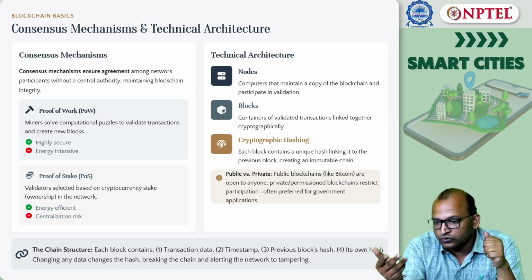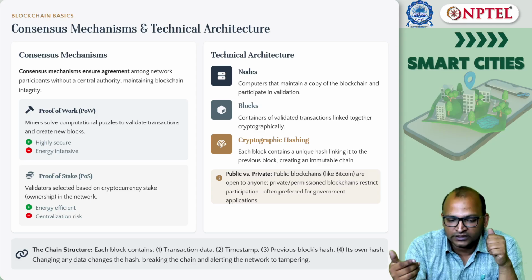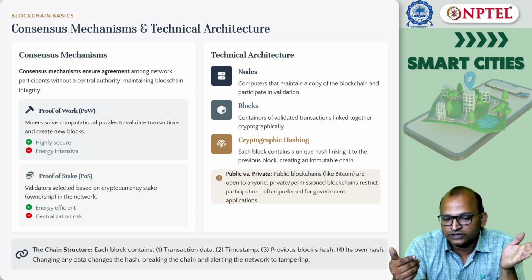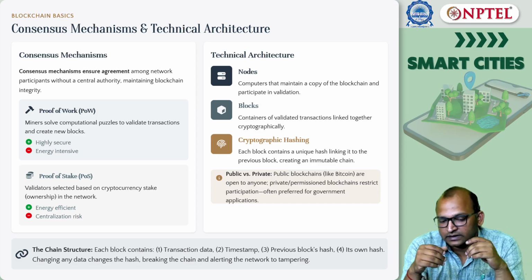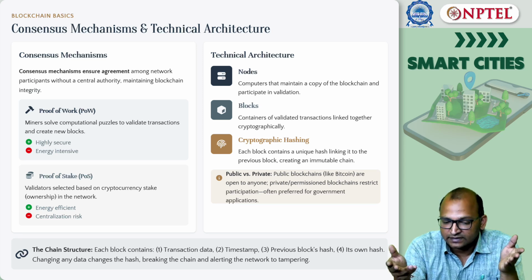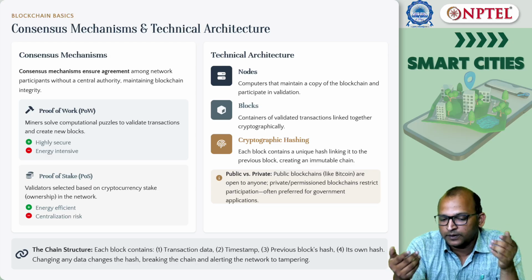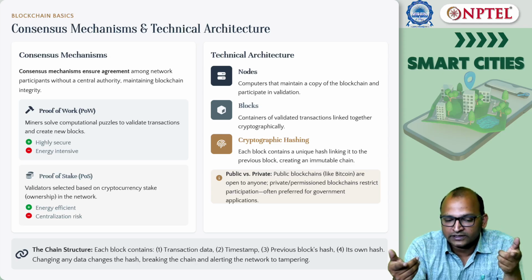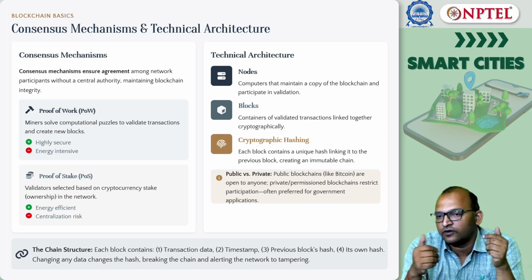There are also two types of blockchains, public blockchains and private blockchains. The public blockchains are open to anyone, like cryptocurrencies, and the private or permissioned blockchains restrict access to authorized persons only. Typically, this second type, the private blockchains, is preferred for government users.